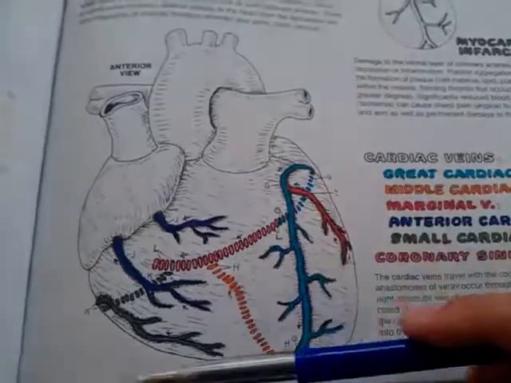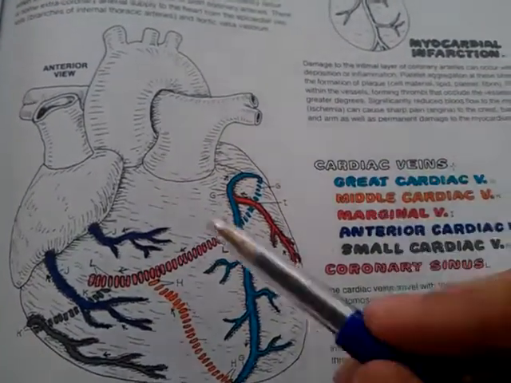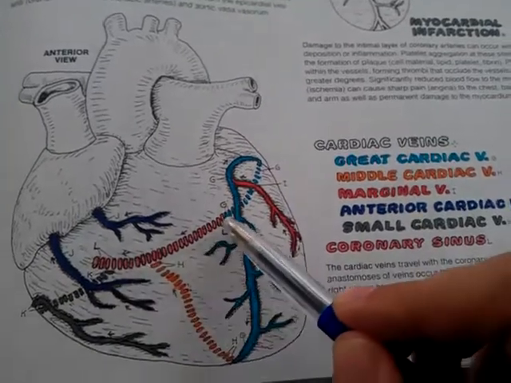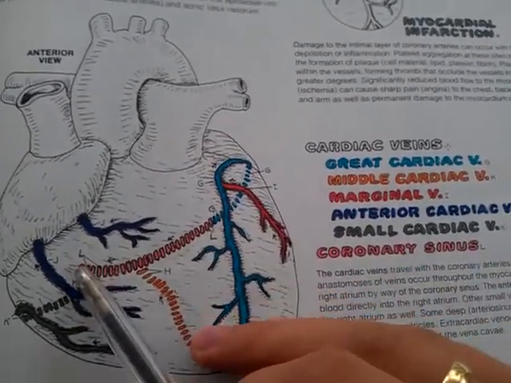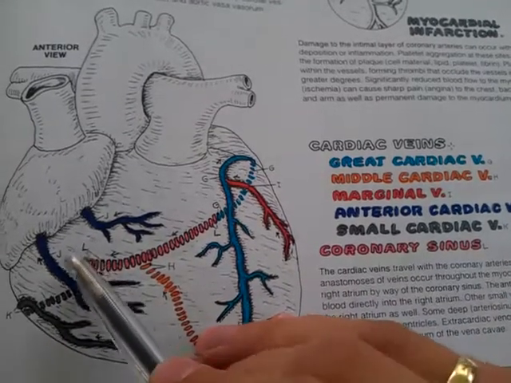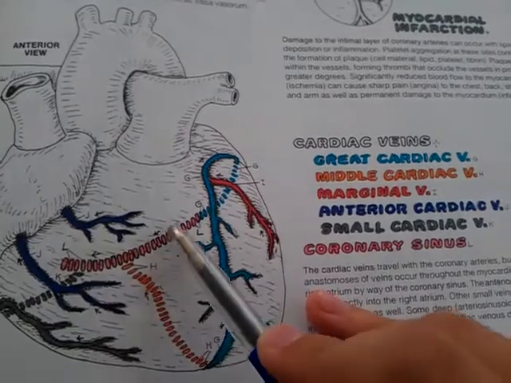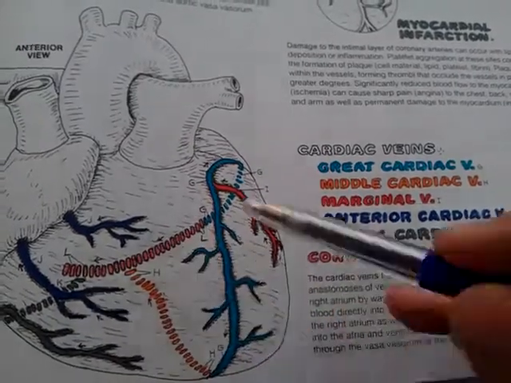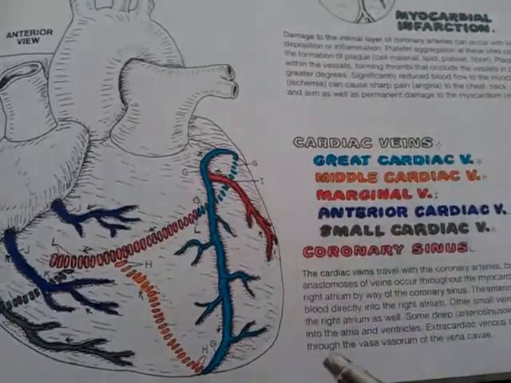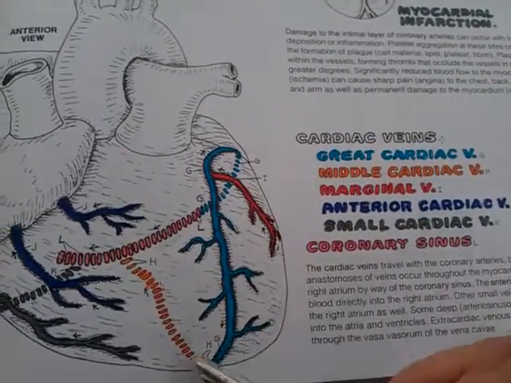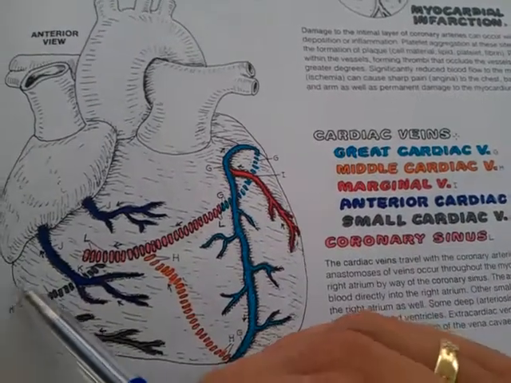This is again the anterior view. You have the coronary sinus, which drains into the right atrium, and it lies posteriorly in the left part of the coronary sulcus. It receives the great cardiac vein, the middle cardiac vein, and the small cardiac vein.